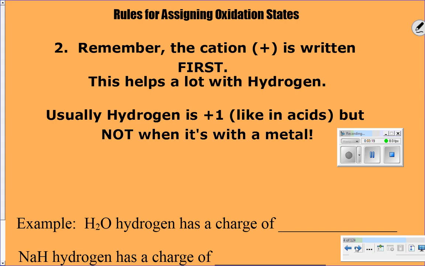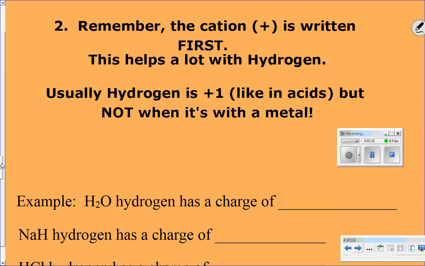Number 2, remember the cation, or the positive ion, is most of the time written first. This is going to help a lot, especially with hydrogen. And very often, hydrogen has a +1 charge, like in acids, but not when it's bonded to a metal.